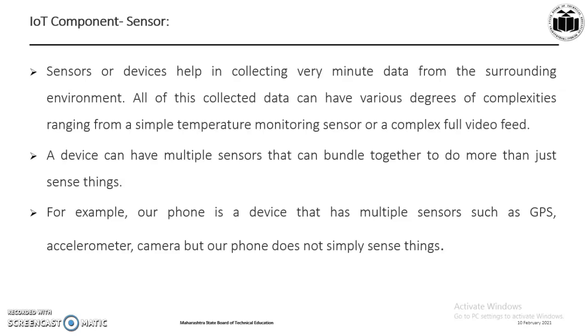A device can also have multiple sensors that are bundled together so that they can do more than just sensing of things. For example, the phone that we are using is a device that has multiple sensors such as GPS, accelerometer, camera. But remember that our phone is not a processing device here, it is just sensing the different things.